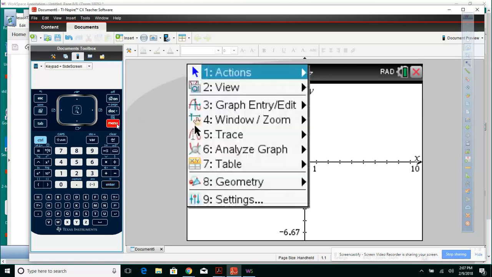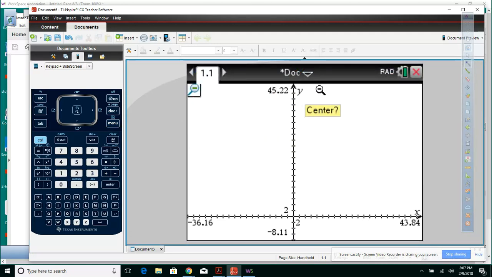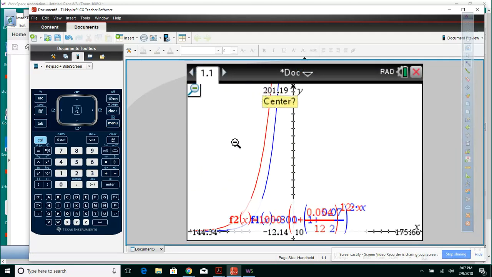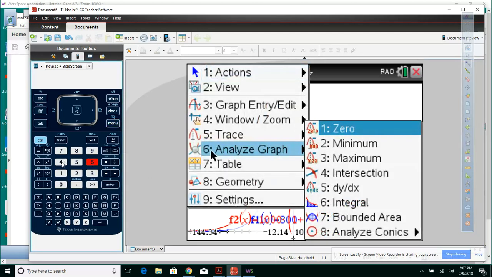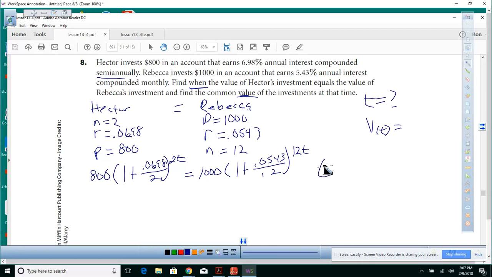All right. Menu 4. We got to go up a way. Oh, we got the 2 lines right there. Menu 6, 4. And since we got the 2 lines, it will show us the intersection. It takes 15.5 years. And if you look, that gives you both. So t equals 15.5. Now, mind you, that's an approximation, okay?